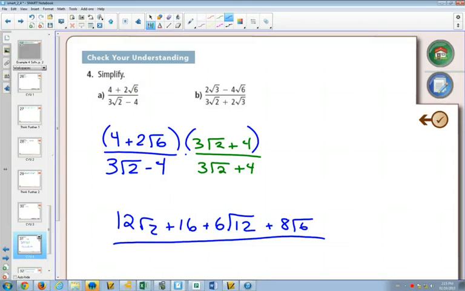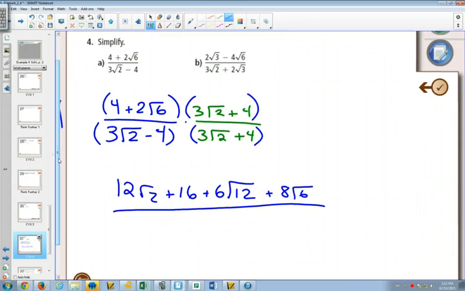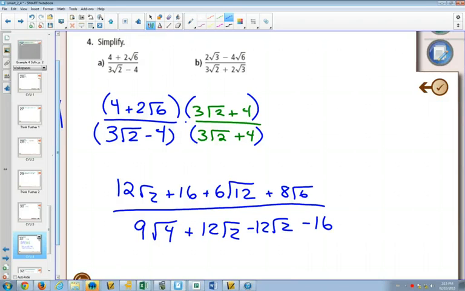And on the bottom, when you multiply all of this out, you will get 3 times 3 is 9 root 4. 3 root 2 times 4 will be plus 12 root 2. Negative 4 times 3 root 2 will be minus 12 root 2. And negative 4 times positive 4 will be negative 16. It'll always happen when you multiply by the conjugate that the middle two terms will simplify.